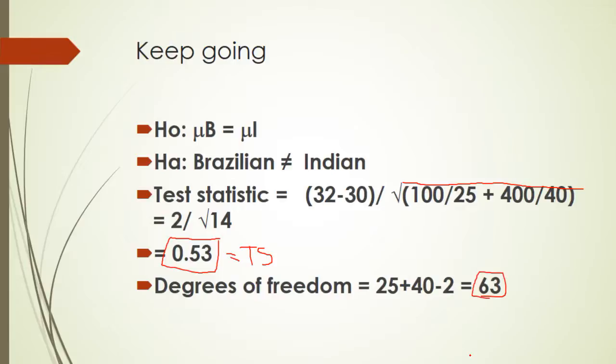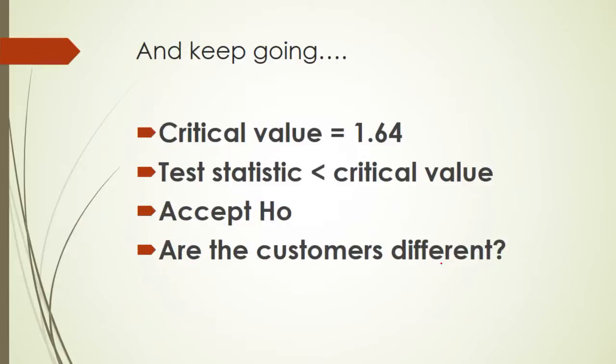Okay? We already know what critical value to use. It's our old friend, 1.64. And you can go look that up on the table again if you want to. Our test statistic is 0.53. Our critical value is 1.64. Critical value bigger than test statistic. We accept the null. That means that the customers are the same. The people at the Brazilian restaurant are spending the same amount of money as the people at the Indian restaurant.